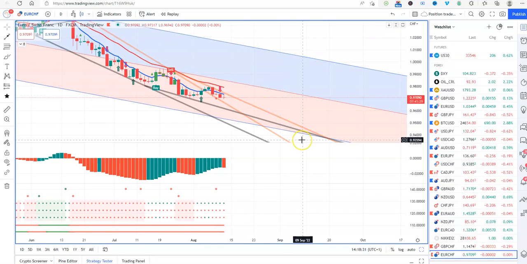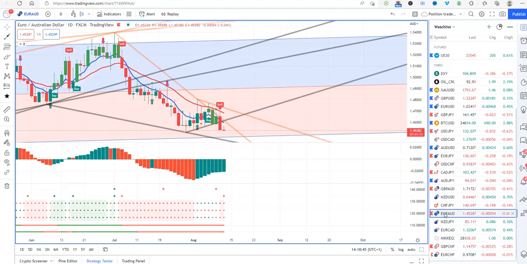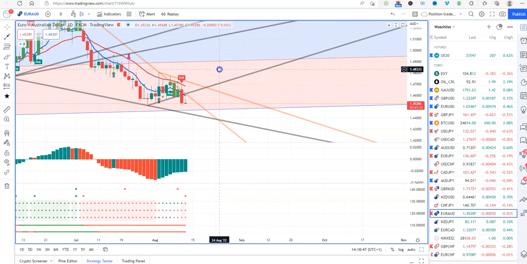Okay, because this is just an example of what a trend looks like. I'll show you the buys in a minute. But you can see here, blue line below red. Awesome oscillator gone red. Euro Aussie. You get the picture.